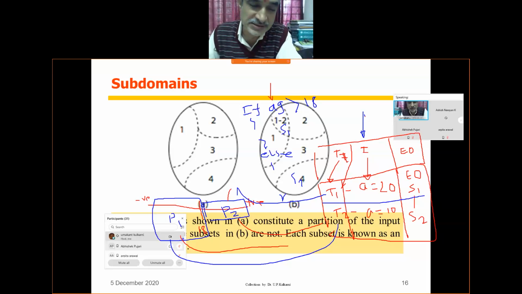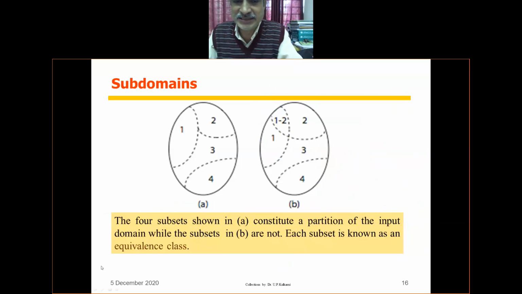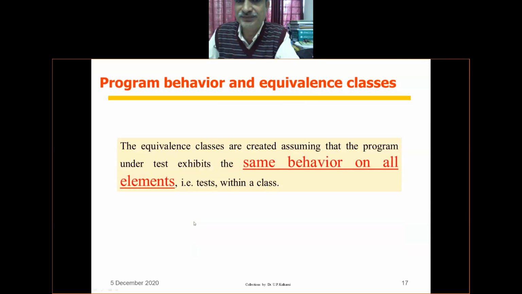Right, whole class. Now let's look into some more examples. This is a very important thing. Then we'll see what other examples I need to refer to. Now the property is that the equivalence classes are created assuming that programs under test exhibit the same behavior on all elements.